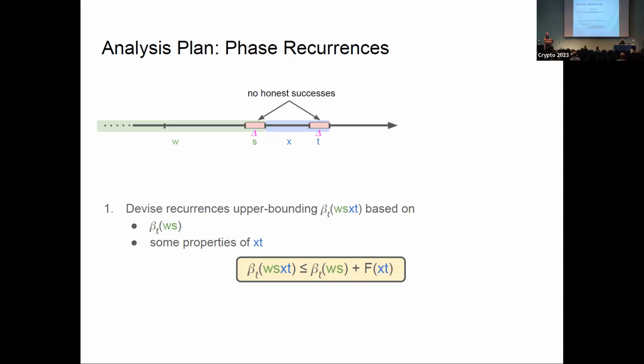And having this phase-based view in mind, our goal for the analysis is to devise recurrences that upper bound margin, let's say, looking at this picture after the blue phase that is depicted here, based on two inputs. The first one is the margin prior to the blue phase, so that would be the margin after processing all the previous phases, and then some properties of the blue phase itself. So the recurrences would be of this form, and these then allow us to iteratively upper bound margin throughout the full execution in a phase-by-phase manner.